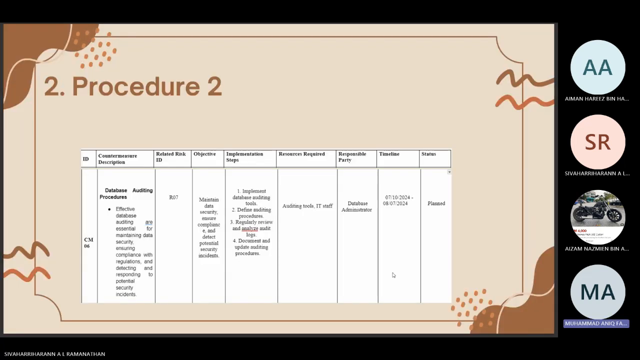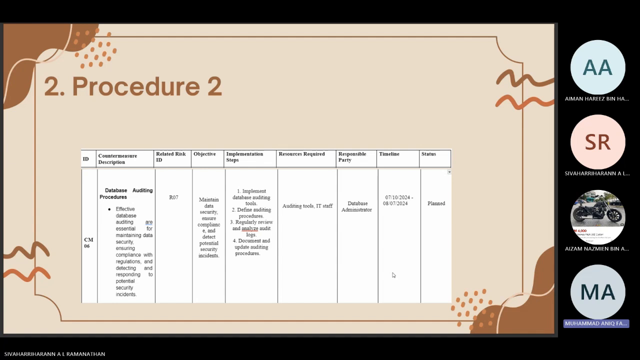For our procedure, it is the data auditing procedure. It is essential for maintaining data security, ensuring compliance, and detecting and responding to security incidents. The related risk ID is RO7, which highlights that the lack of auditing and monitoring is a significant risk. The objective is to maintain data security, ensure compliance, and detect potential security incidents.